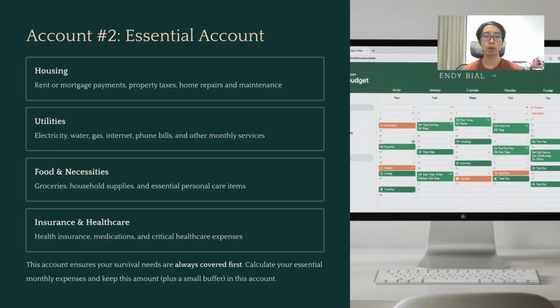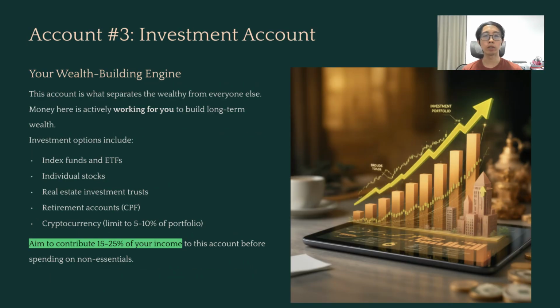This is where you have money allocated for your housing, for your rent, for your mortgage, for utilities, for food and necessities, for your phone bills, for your house Wi-Fi, for your insurance, for your healthcare. So this is where you have money being budgeted or allocated for your survival. For the third bank account, this is for your investments. This is where you want to put money aside to help your money grow in the long run.